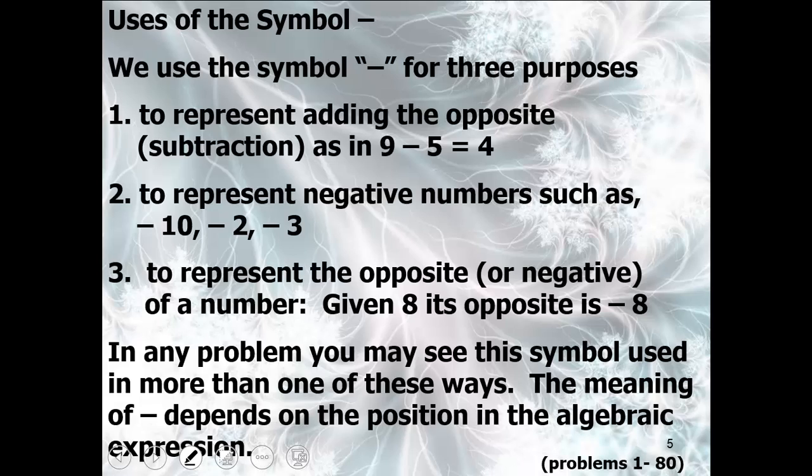We have used this negative symbol in 3 unique ways. We use it to represent adding the opposite, or what we used to call subtraction, such as 9 minus 5 equals 4, or 9 subtract 5 equals 4. We've also used it to represent negative numbers such as negative 10, negative 2, negative 3, the integers that lie to the left of 0.